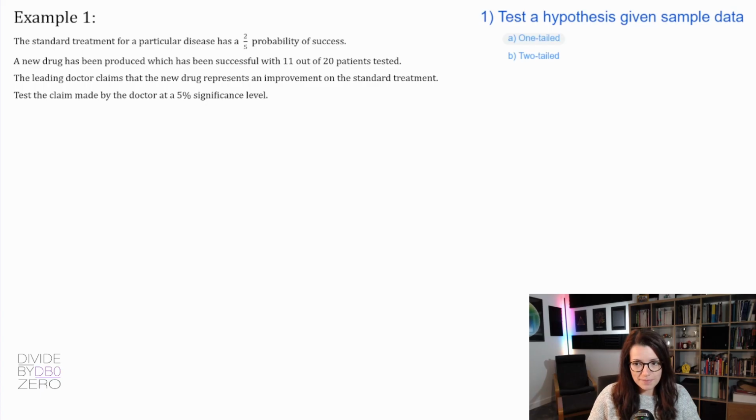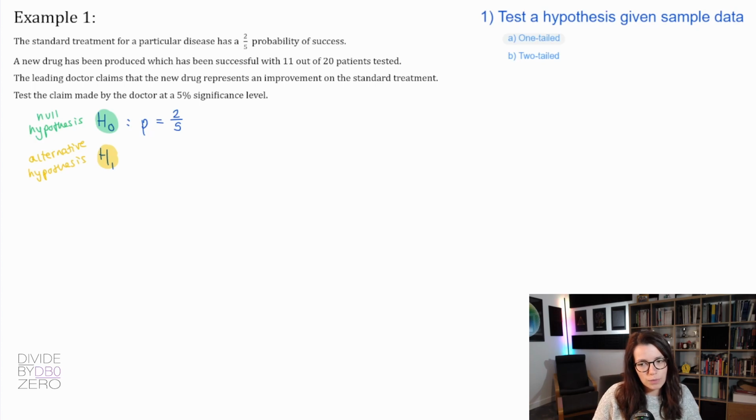First thing we want to do here is state our null and alternative hypotheses. We use the notation H0 for the null hypothesis and notation H1 for the alternative hypothesis. In this case, the null hypothesis is P equals 2/5, because that is the current probability of success for the current standard treatment. The alternative hypothesis that we want to test is P is greater than 2/5. This is because it says the leading doctor claims that the new drug represents an improvement on the standard treatment.